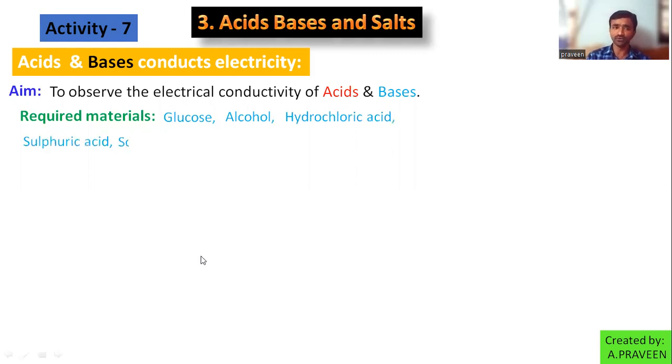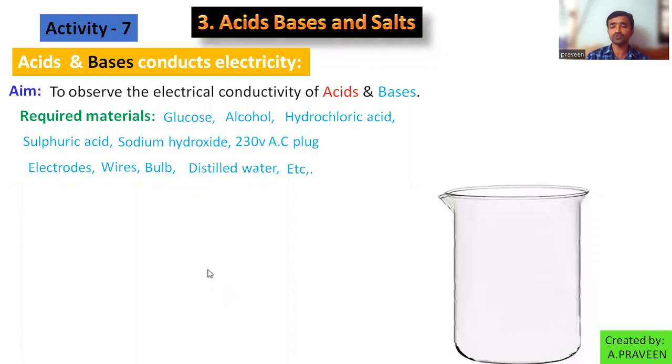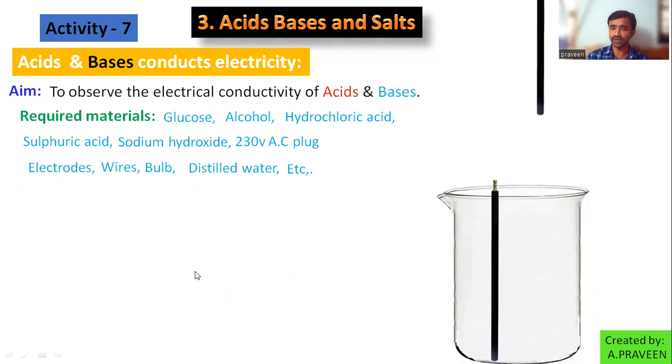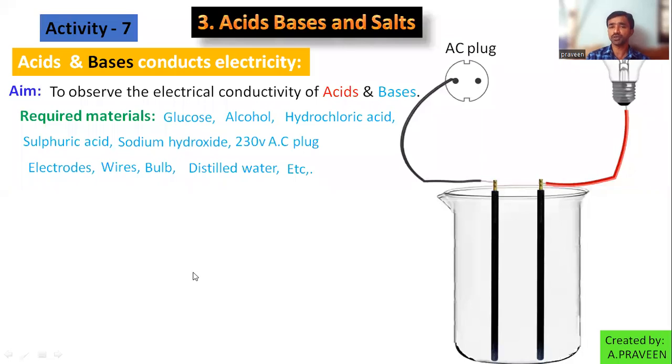Then hydrochloric acid, sulfuric acid, sodium hydroxide base, then a 230 volts AC plug, electrodes, wires, bulb, etc. A few materials we are collecting and arranging one after the other, as you see here. Take an empty beaker, or you can use a plastic mug also. Then take electrodes and make them stand vertically in the beaker. Do not allow them to contact each other directly, right? Then connect them with wires to the AC plug, and from one terminal to the other give a connection using the bulb. So AC plug to bulb.